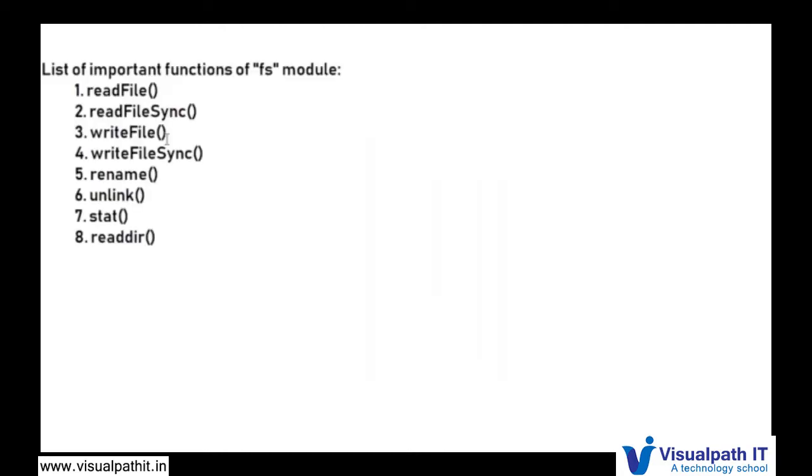There is a list of functions available in the FS module. There are readFile, if you want to read a file, readFileSync, writeFile, writeFileSync, rename, unlink, stat, and readdir. So various functions are available for reading, writing, renaming, unlinking, and deleting. All those functionalities are available. Let's learn one by one. We start with readFile.